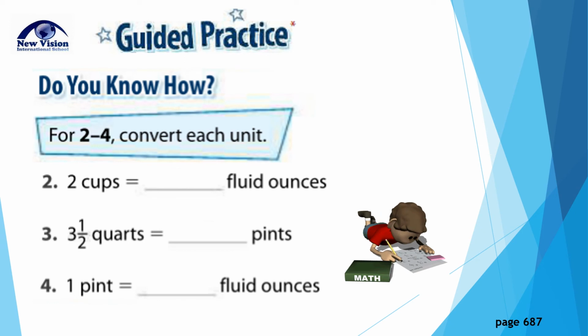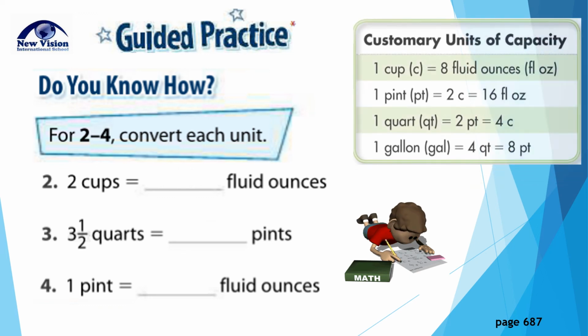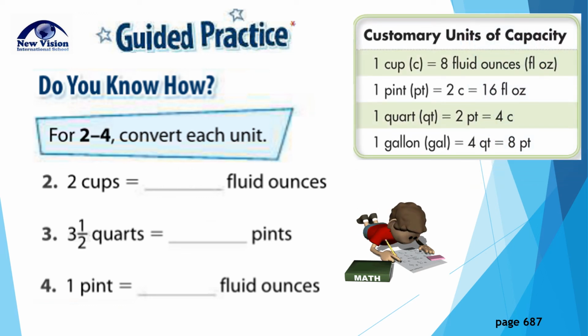Guided practice. Do you know how? For numbers 2 to 4, convert each unit. Before you convert, make sure that you memorize the conversion table of customary units of capacity. Number 2. 2 cups, how many fluid ounces? Since in 1 cup, there are 8 fluid ounces, so 2 times 8 equals, very good, 16. So there are 16 fluid ounces in 2 cups.